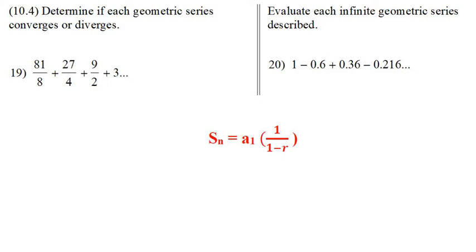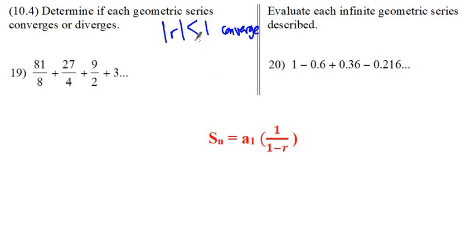All right, so let's see if we can finish our test here. It says 19, determine if it converges or diverges. The only thing that we need to look at here is the value of the common ratio, because the rule is this: if the absolute value of the common ratio is less than 1, it's going to converge. If it's greater than 1, it's going to diverge.